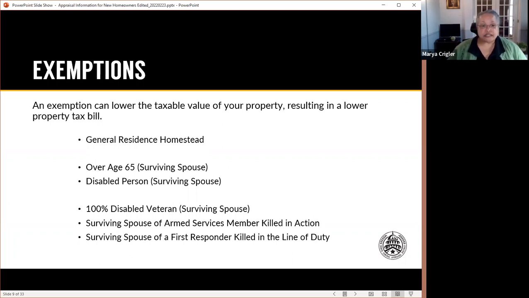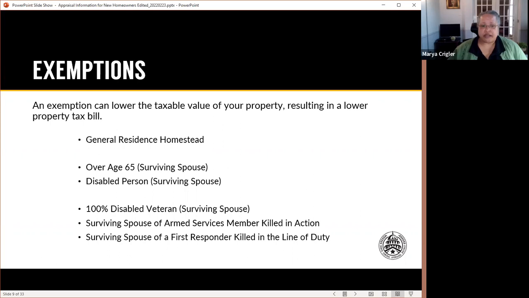Now for the over age 65 and the disabled person exemption, you can claim one or the other of those. You cannot claim both of those on one property. You can claim either the over 65 or the disabled person's exemption. For most taxing entities, those exemptions are the exact same amount. So it doesn't make a difference which one you claim, but they are available, but you can only claim one of the two. You can't claim both of those.